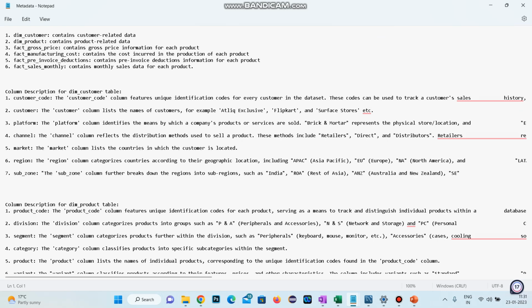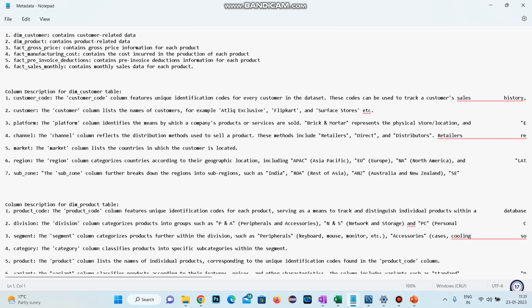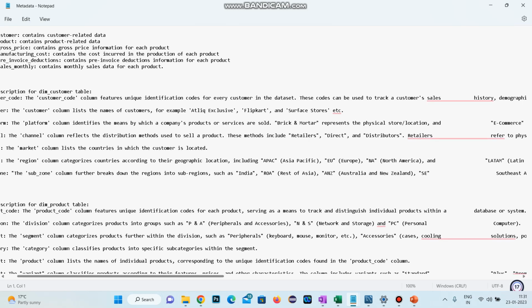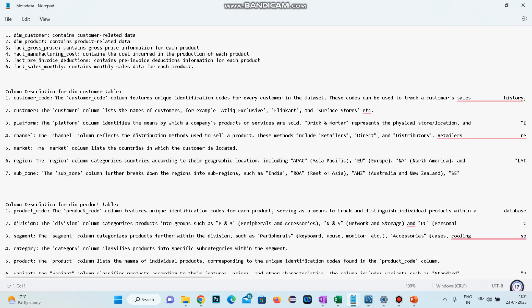Platform means which company's products or services are sold. Brick and mortar represents the physical store location, and e-commerce represents the online platform. Channel is whether it is to retailers, direct, or distributors, and market is for location, like India, China, Nepal, Bhutan, and so on.